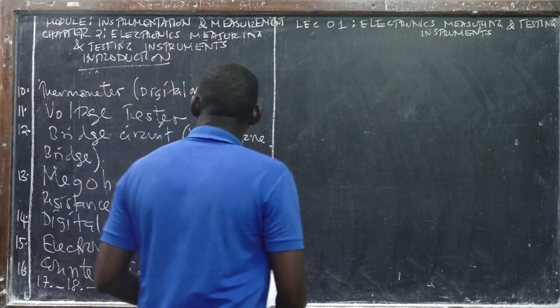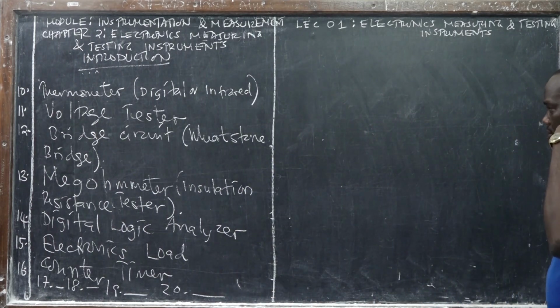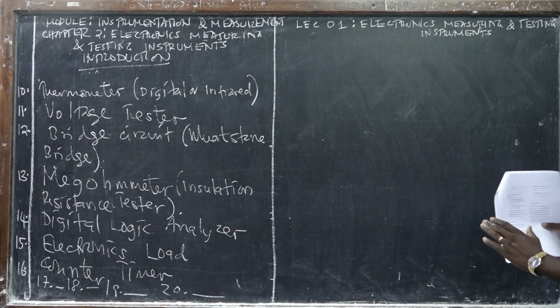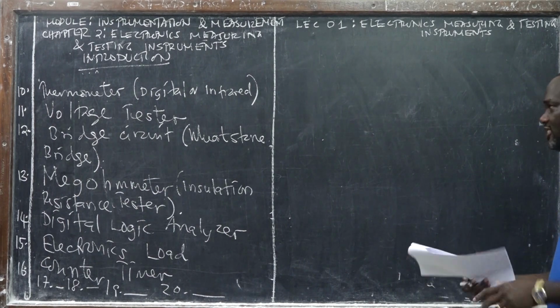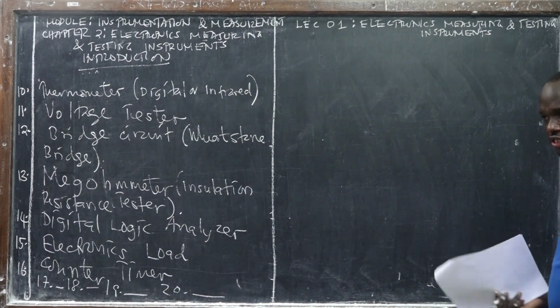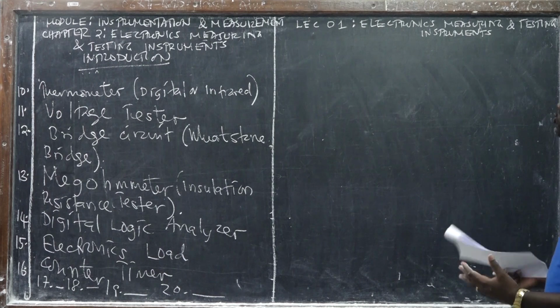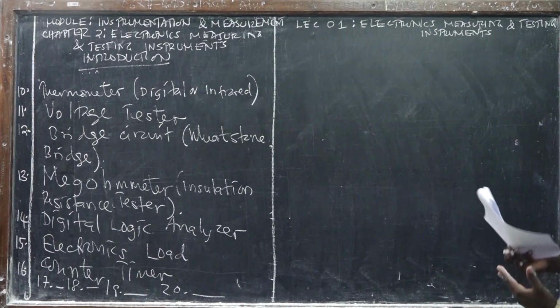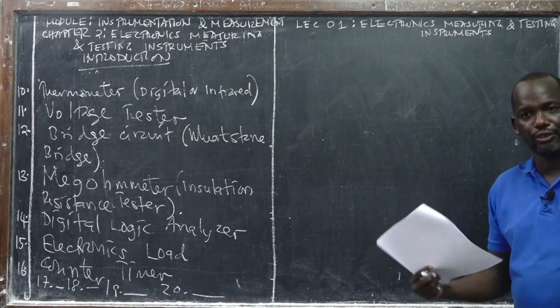Then, after mentioning, let us discuss in brief. The focus will be on its principle of operation and its function. What does it measure and how does it measure? In this topic, we are not going to get into detail of the particular measuring instrument, but we are going to give you an overview.